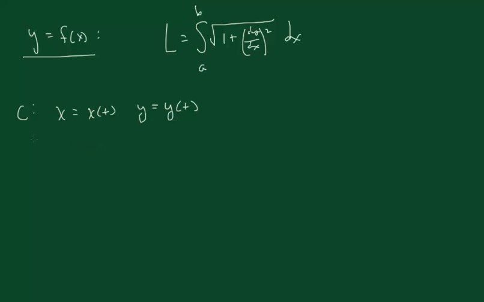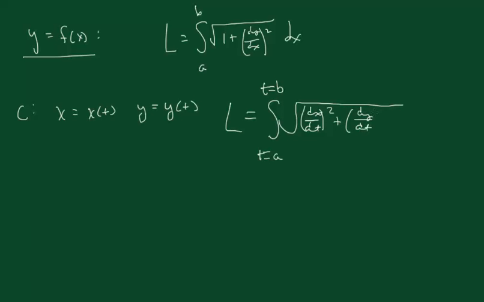The proof for the next one, when the curve is defined parametrically, the length of that curve is the integral from t equals a to t equals b of the square root of (dx/dt) quantity squared plus quantity (dy/dt) squared, dt. Now the proof for this was just like the proof for the one we did before. Please consult a peer to look at that proof.